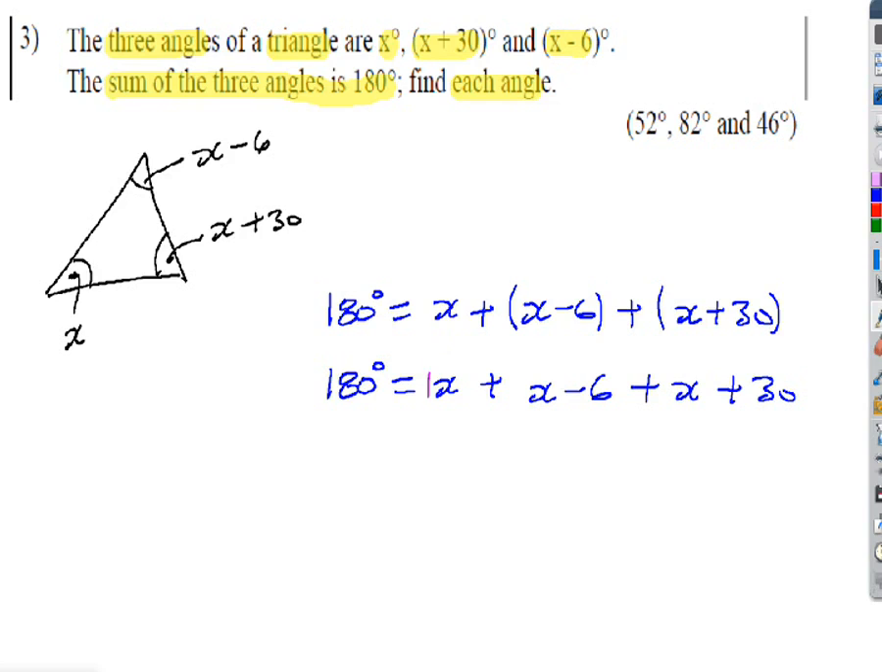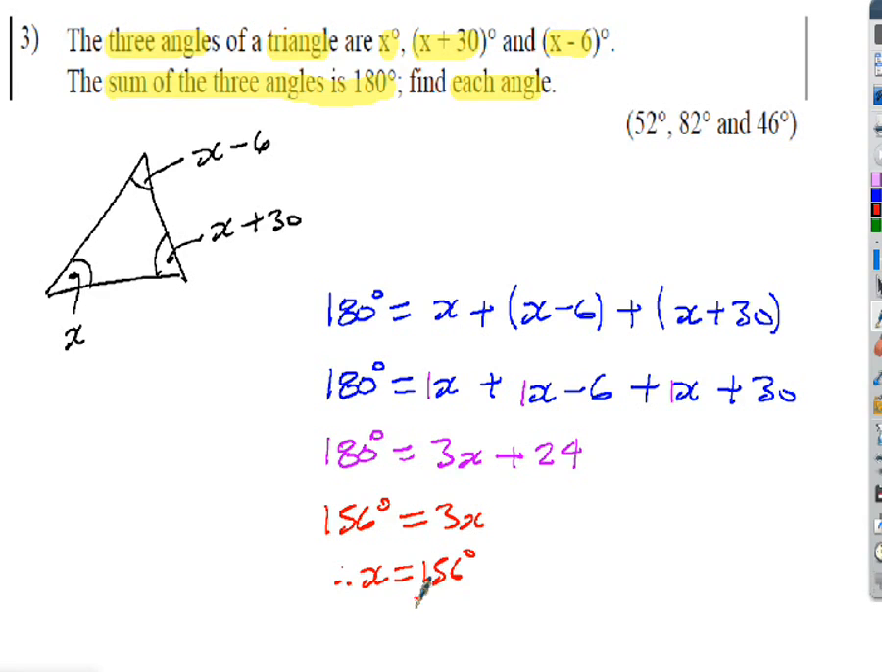I basically have three x's here. I've got 1x, a 1x and a 1x. So 180 degrees on the left hand side is equal to, on the right hand side, 3x, adding my x's together, and I got minus 6 plus 30, so that's plus 24. Subtracting 24 from both sides of the equation, I will now get 156 degrees on the left hand side is equal to 3x. Therefore the x is equal to 156 degrees divided by 3. This gives me a value of 52 degrees.